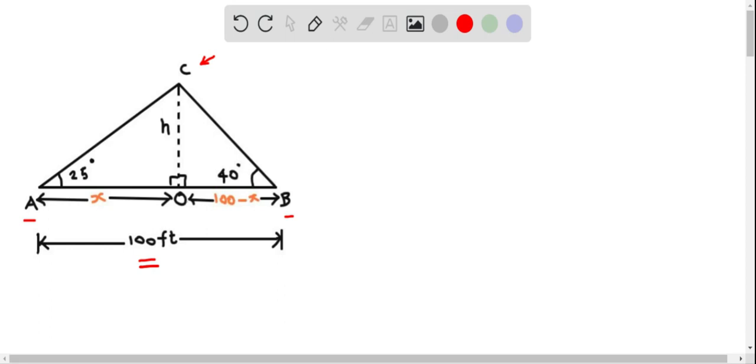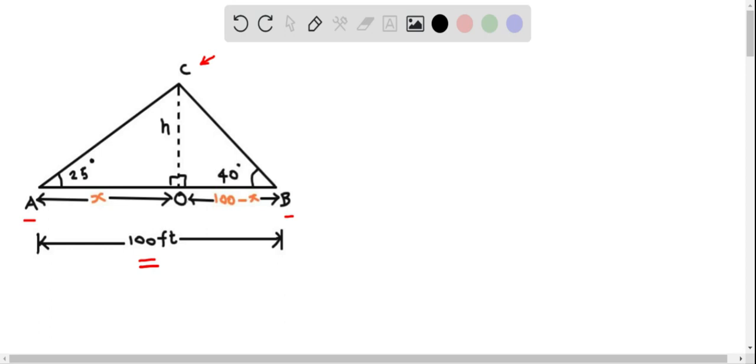To determine the height at which the helicopter is flying, we drop a perpendicular from the position C, that is from vertex C of this triangle, to the base AB. So this is the perpendicular and we represent this height as h. Now we have to find the value of h.